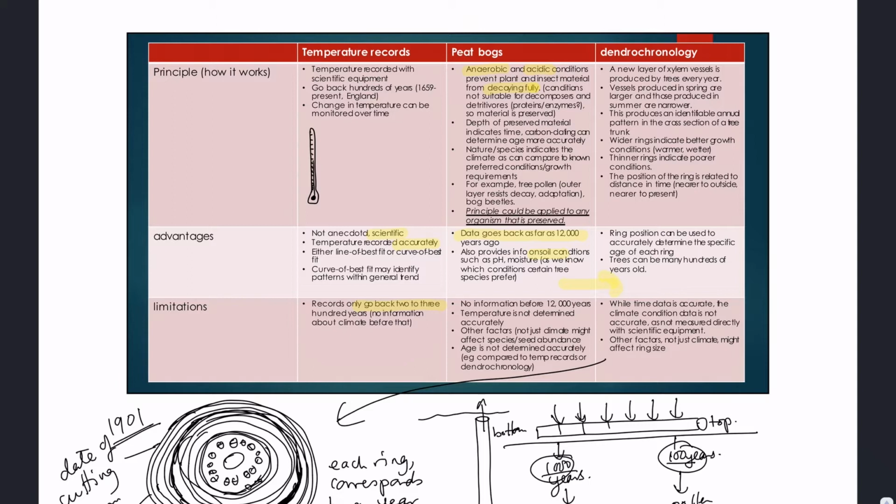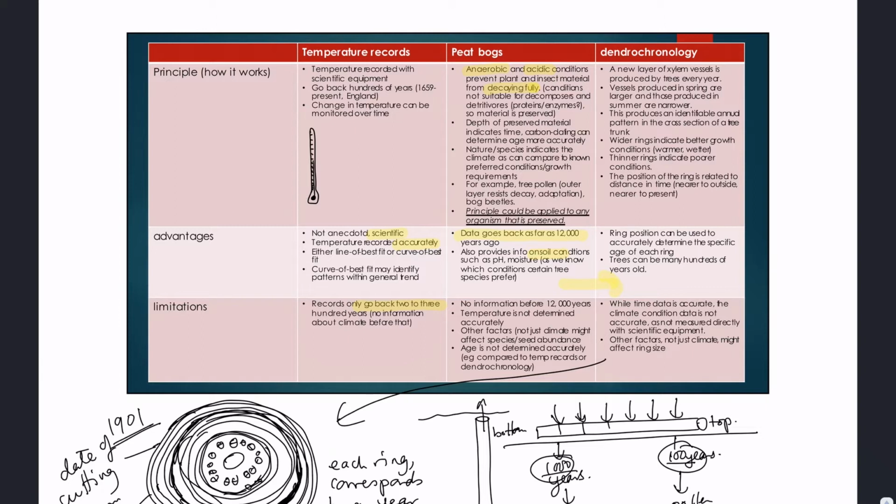Okay, so with both peat bogs and dendrochronology, there's one key disadvantage: all the inferences that we make about the climatic conditions are basically just estimates and guesses. The other thing is that all those conditions that we're estimating weren't recorded with scientific equipment. So because they weren't recorded with scientific equipment, we can't really place any numerical value on those factors.